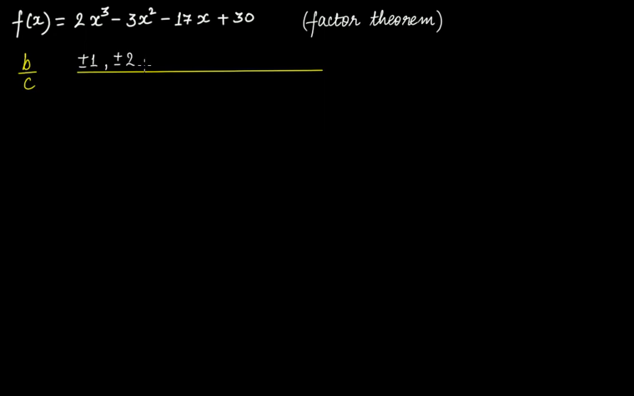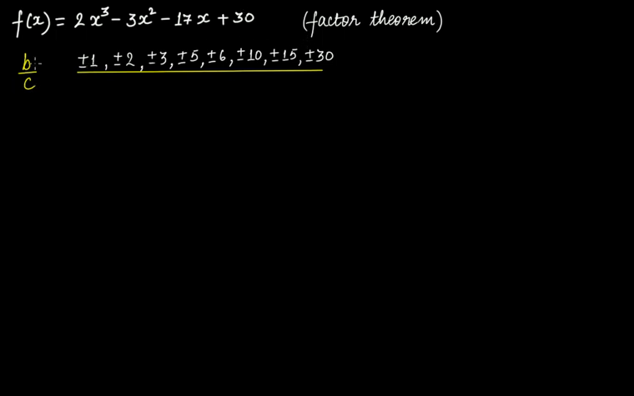Okay, plus minus 2, then plus minus 3, then plus minus 5, then plus minus 6, then plus minus 10, then plus minus 15, and plus minus 30. Right? These are the factors of this constant term 30, and b actually deals with these factors of the constant term.